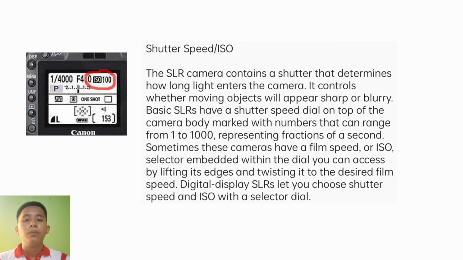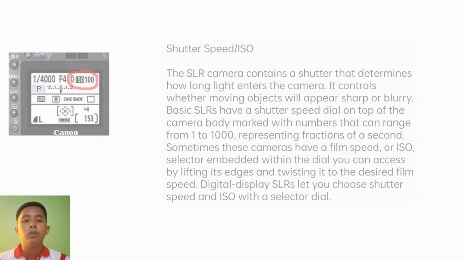Shutter speed and ISO. The SLR camera contains a shutter that determines how long light enters the camera. It controls whether a moving object will appear sharp or blurry. Basic SLRs have a shutter speed dial on the top of the camera marked with numbers that can range from 1 to 1000, representing fractions of a second. Sometimes these cameras have a film speed or ISO selector embedded within the dial, which you can access by lifting its edges and twisting it to the desired film speed. Digital SLRs let you choose shutter speed and ISO with a selector dial.